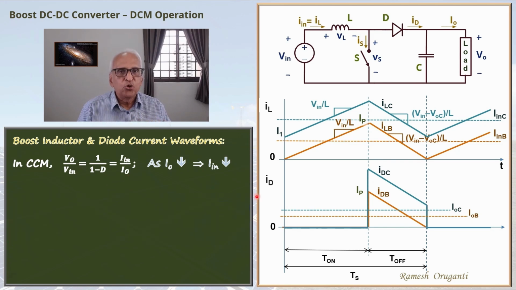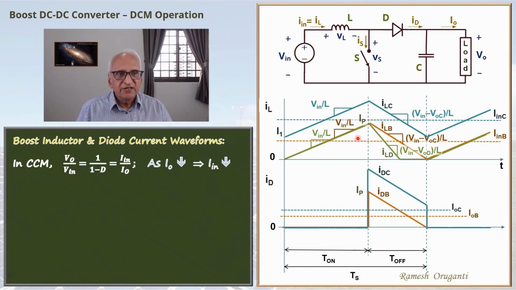Now we adjust the load such that it draws even less current. When that happens, we go into discontinuous conduction mode of operation. We just now saw the waveforms under DCM operation. Let's reproduce them here. This shows the I_LD waveform, the inductor current waveform under DCM. Notice that during the T-on interval, the I_LD waveform and I_LB waveform are identical. The currents start from 0, the slopes are V_in by L, and the currents reach a peak of I_P.